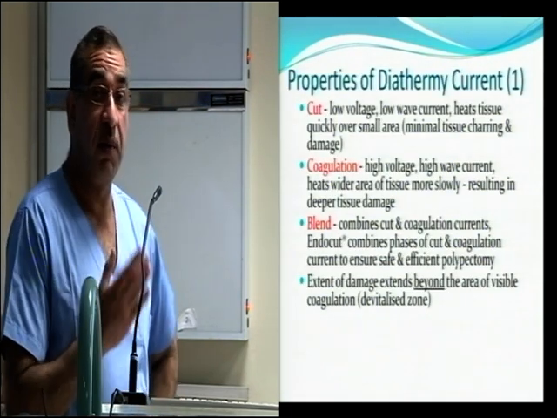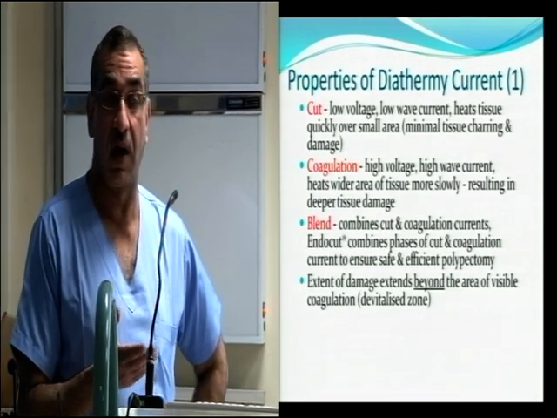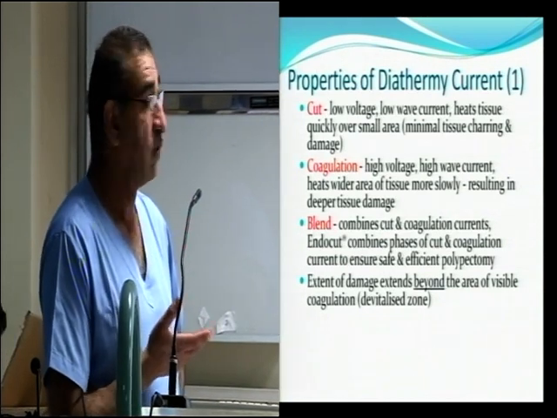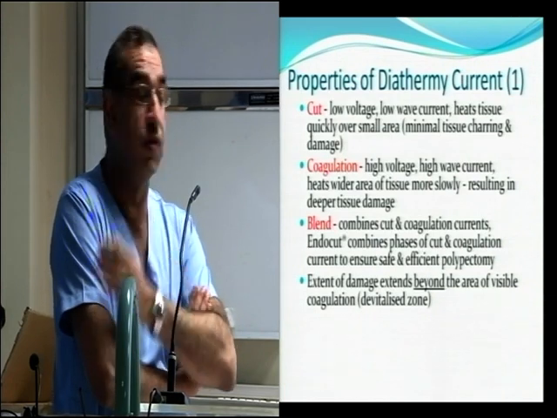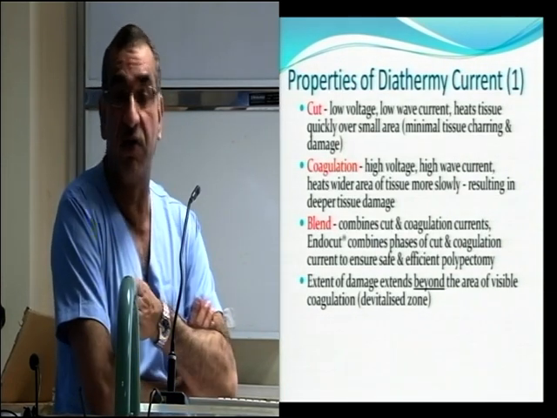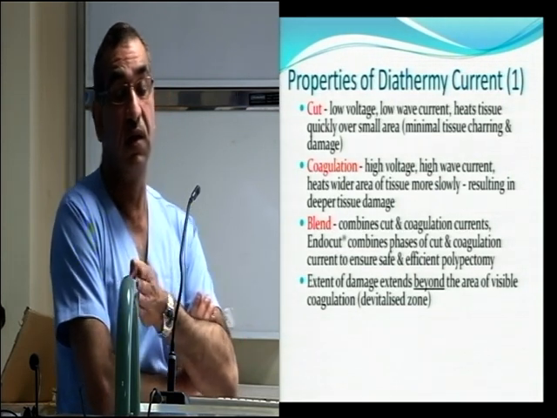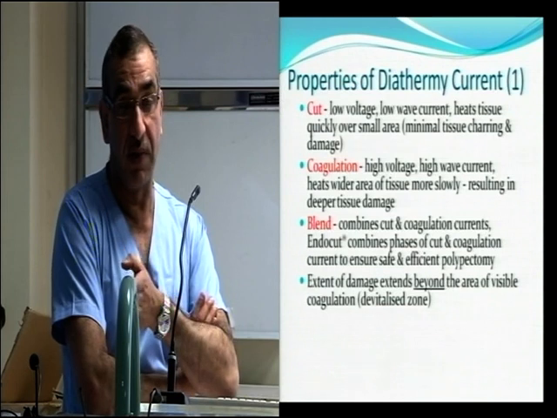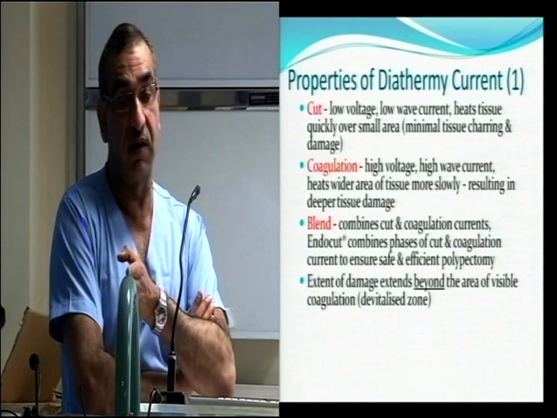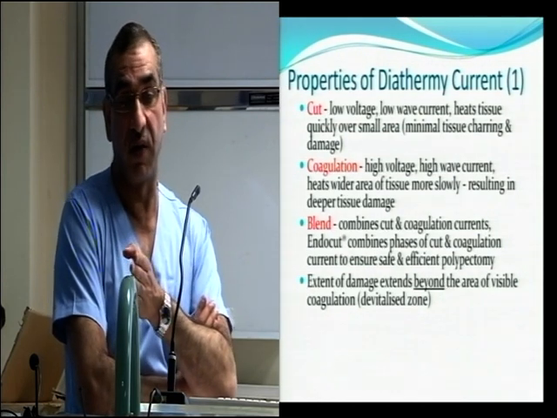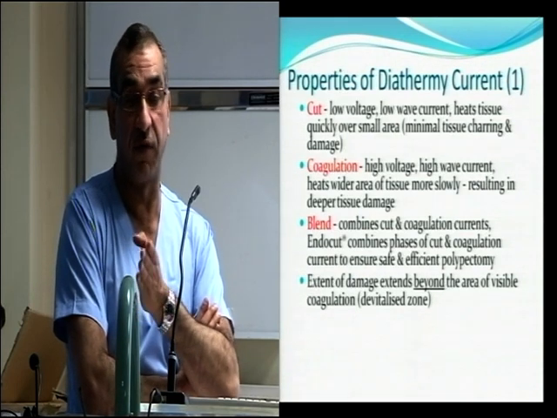Right, the types of current that we use. Cut current is a low voltage, low amplitude current, which is a low wave current form, and it heats tissues very quickly and cuts through without causing damage to the tissue. So if you have it on pure cut current, the damage to tissues is minimal. The cut is nice and clean, but it is a bloody cut. It doesn't seal off the blood vessels. It doesn't coagulate them. So if you are using cut current, you have to be prepared for bleeding.